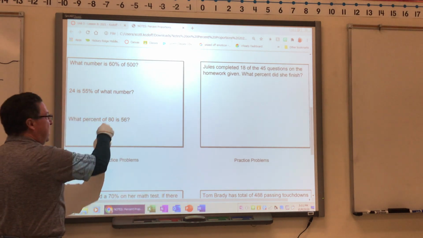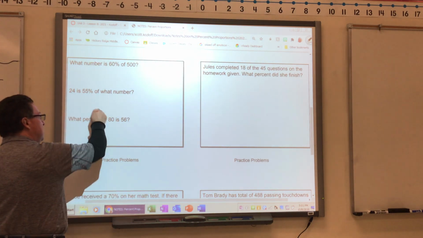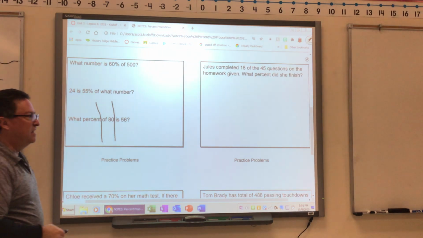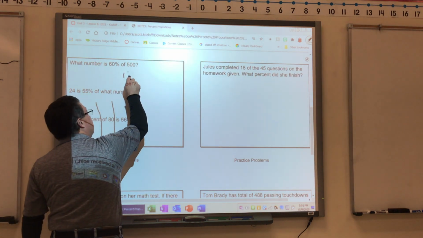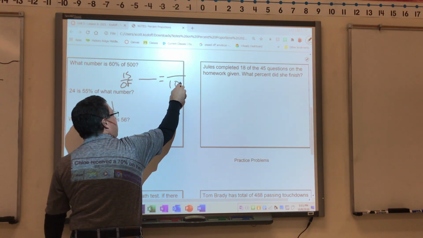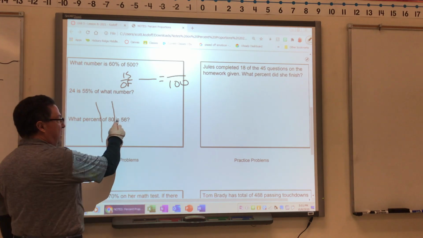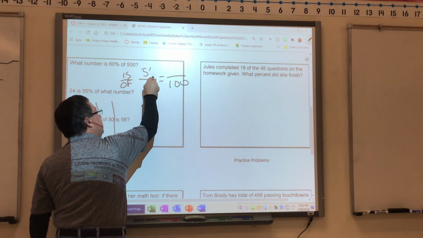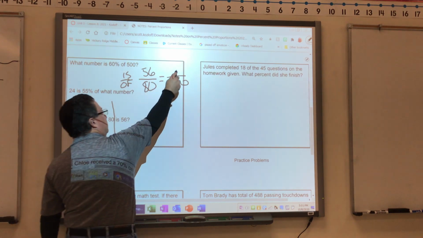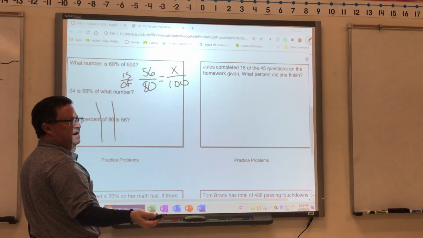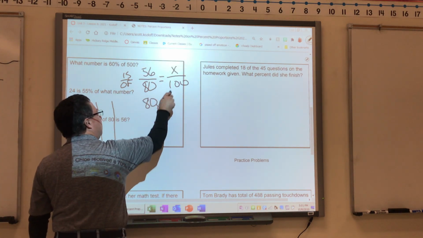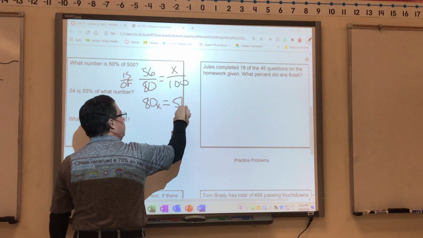What percentage of 80 is 56? Break it down again. What percent of 80 is 56? Okay? I'm going to do the same thing. Is and of. I'm going to write my 2 statements. I'm going to put my 100 where it goes. Is 56 of 80. What percent? Can't be that easy, can it? Sure it can. 80 times x equals 56 times 100.